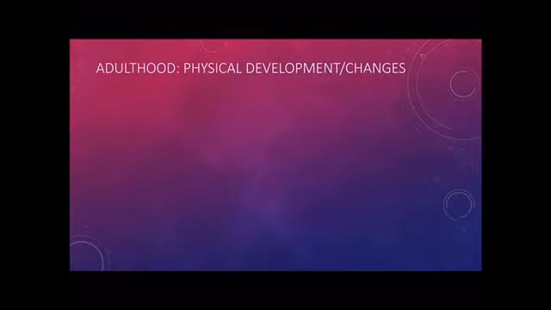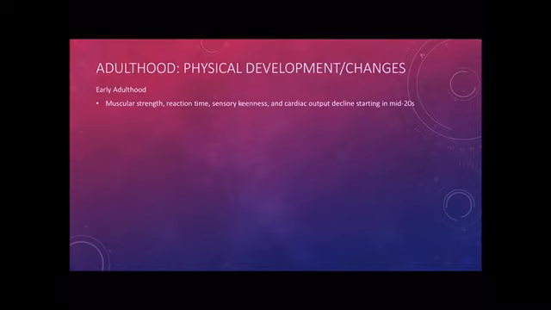Okay. This is just a summary of the main changes that happen in each of these stages. So in early adulthood, we start to already see a decline in the mid-20s in muscular strength, reaction time, sensory keenness, and cardiac output. So really the main note to make for early adulthood is that a lot of stuff starts to decline this early. It's all downhill from here.